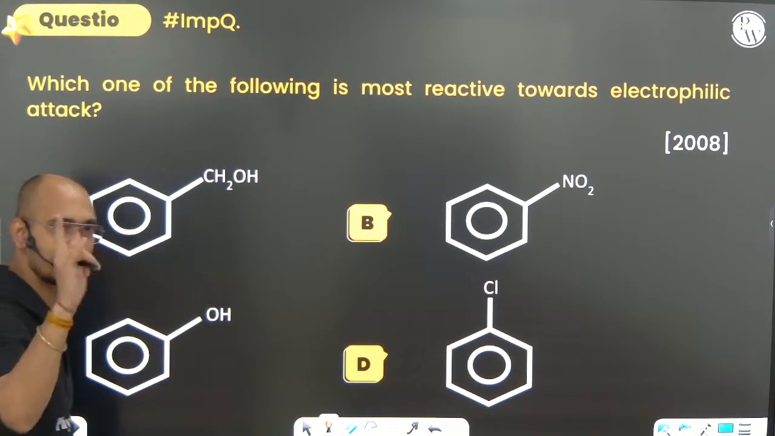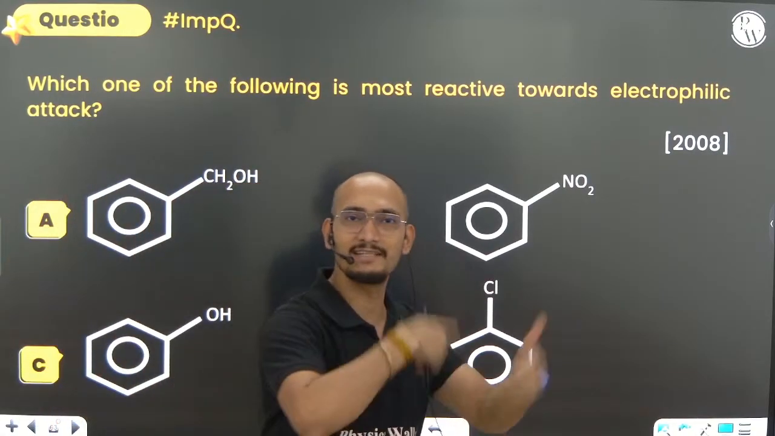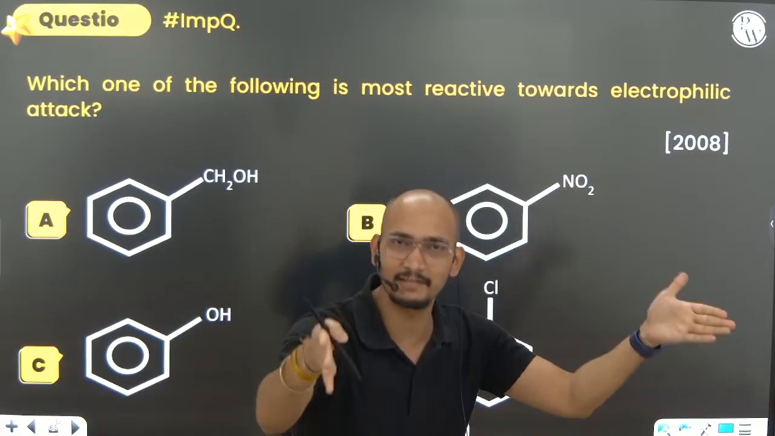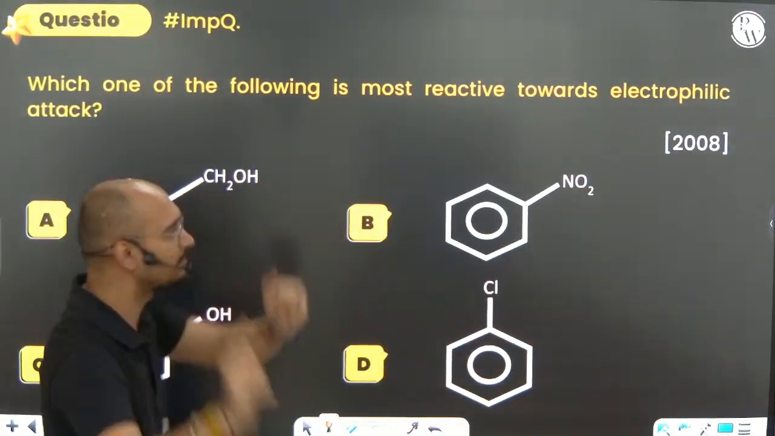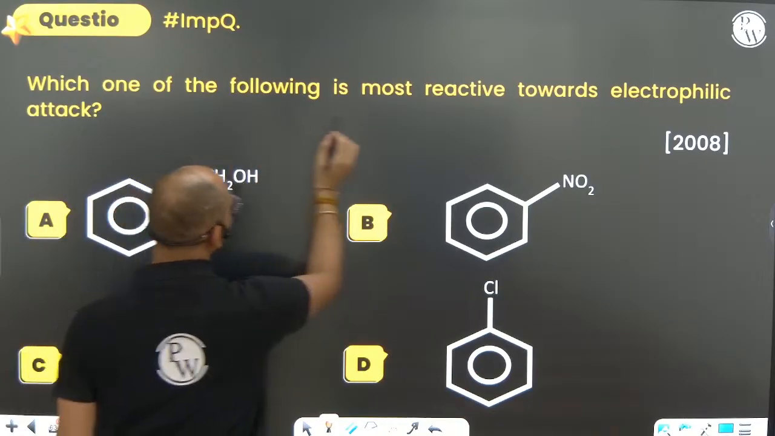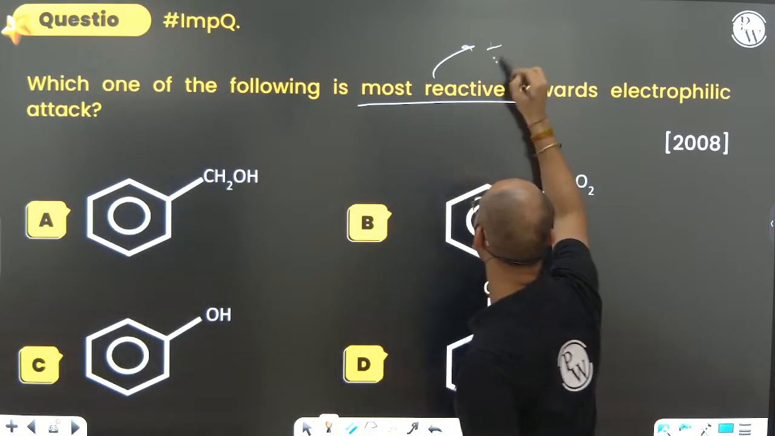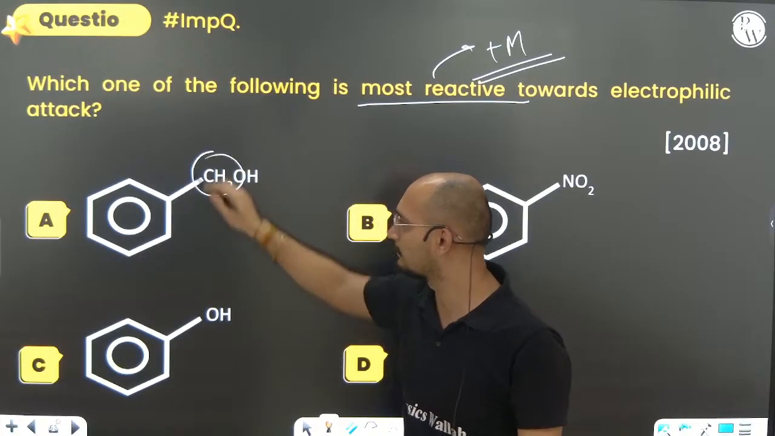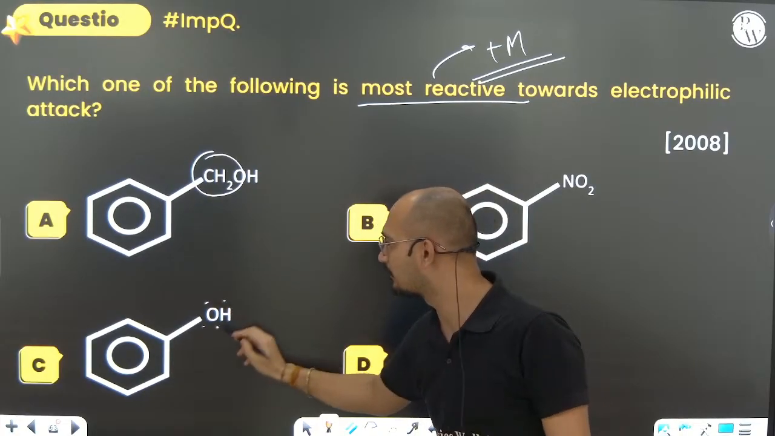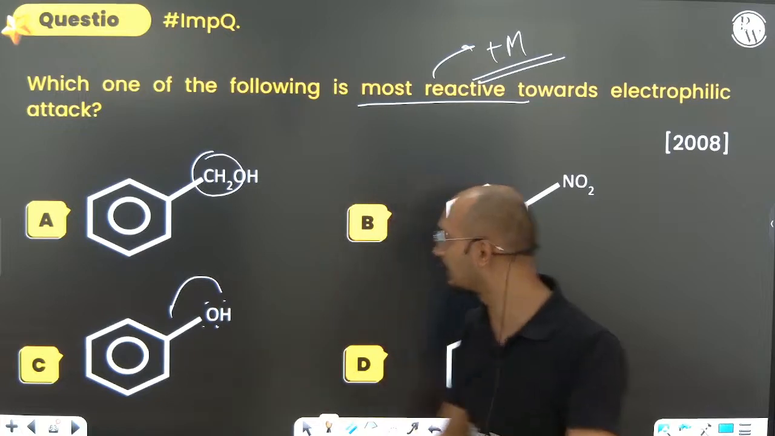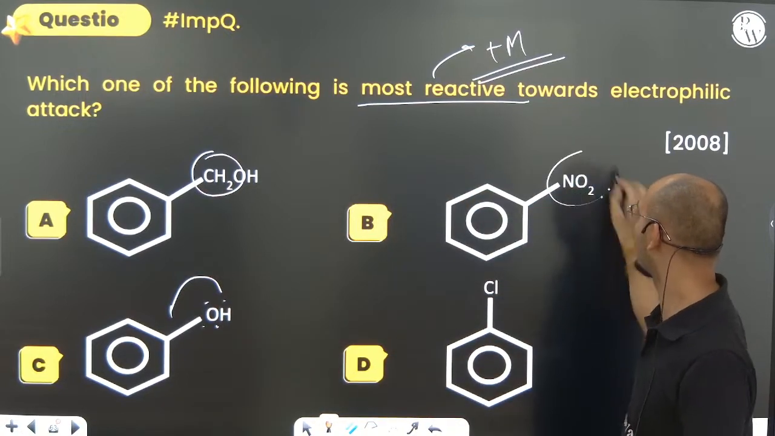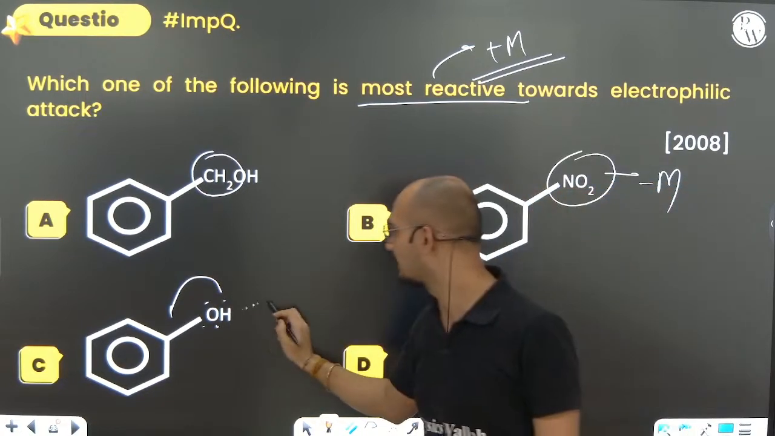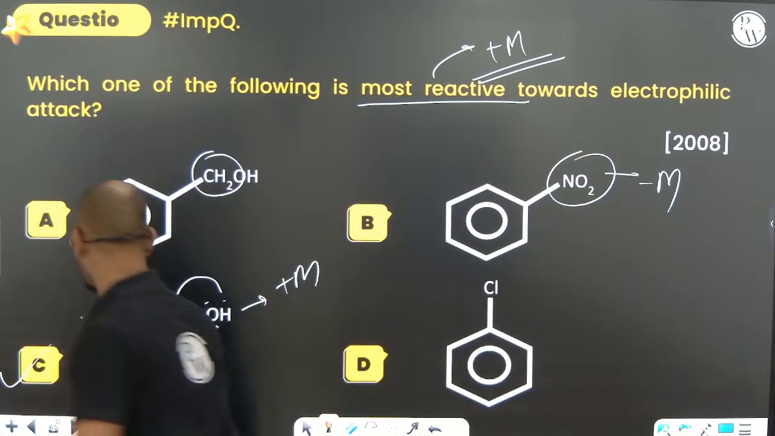Next, which of the following is most reactive towards electrophilic attack? Electrophilic attack के लिए वो ज्यादा reactive होगा जहां पे negative charge inside the ring is maximum. Negative charge inside the ring will be maximum when the plus M effect will be there. Most reactive means there should be plus M effect. Is there plus M effect? क्या आप इसको देख पा रहे हो? Is it giving plus M effect? No. Is it giving plus M effect? Yes, because it is having lone pair. Is it giving? No. It is minus M. It is plus M. I hope option C is going to be most.